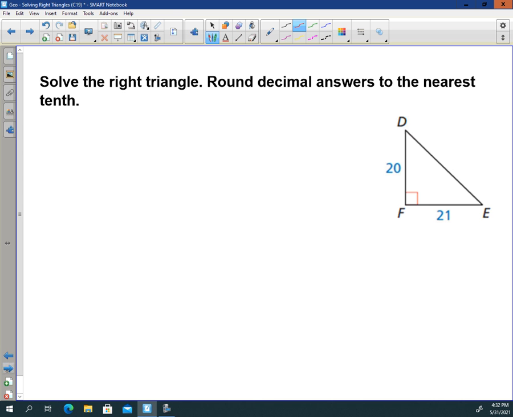So in this problem right here, there are two sides. And I know in order to solve the right triangle, I need all three sides and all three angles. Well, if you have two sides of a right triangle, you can always get the third by using the Pythagorean theorem. So that's where I'm going to start. Side DE.